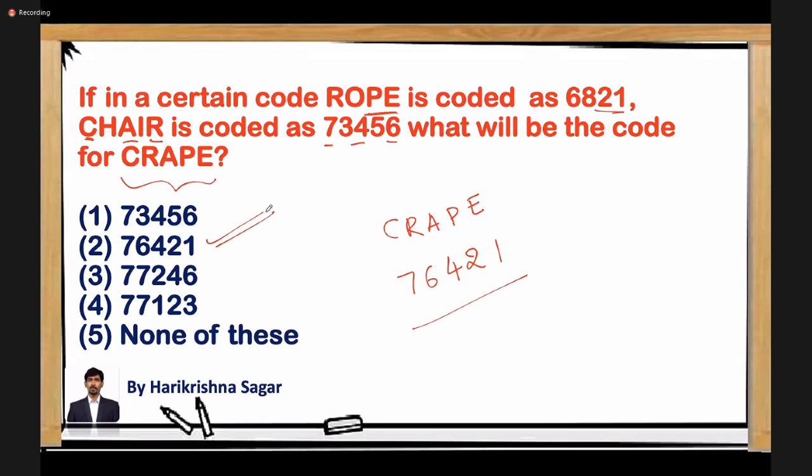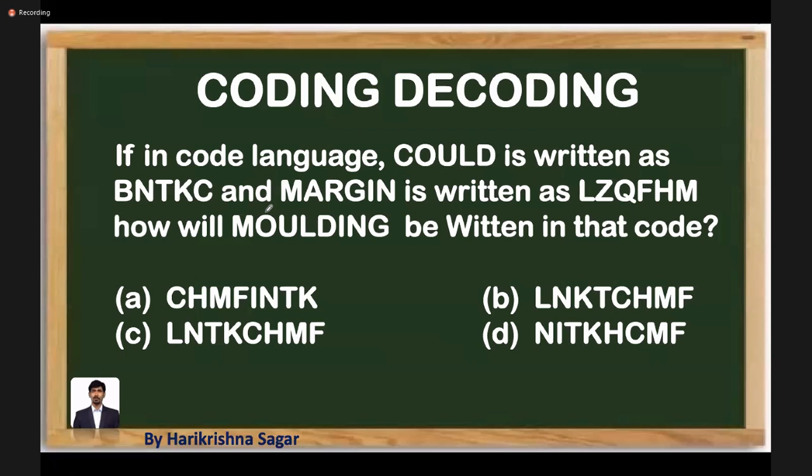So in reference-based questions, your logic is you just need to find out the required code using the reference codes. Look at if the question is projected like this. In a certain code, COULD is written as this, margin is written as this, then how the word molding is written in that code is the question. You can observe COULD and margin are the two reference codes.